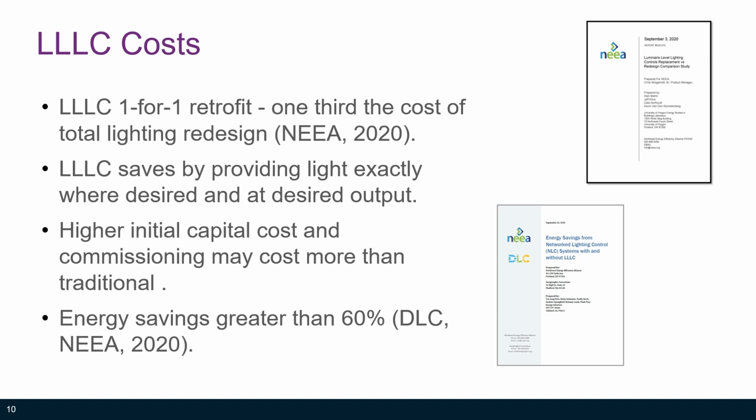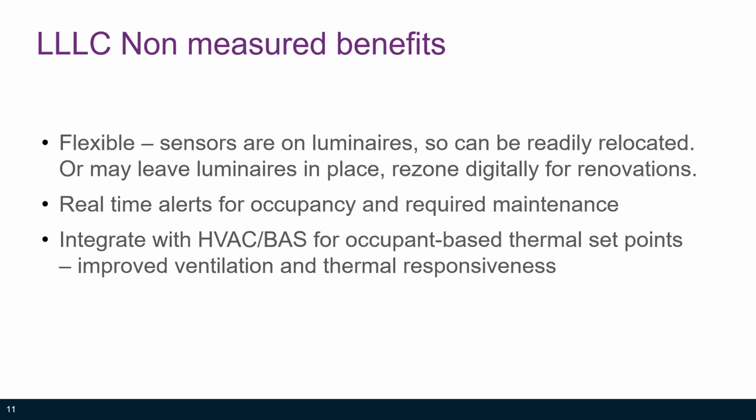Luminaire level lighting controls save energy due to direct lighting going exactly where it is desired and at the desired lumen output. Luminaire level lighting controls do have high initial capital costs, and commissioning costs may seem prohibitive to some facilities. There is flexibility in luminaire level lighting control systems. As the sensors are on the individual luminaires, the luminaires can be relocated and then programmed for their new location. Real-time reporting on occupancy and maintenance of components can be realized from monitoring the sensors.